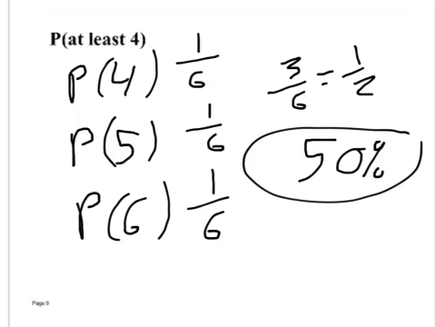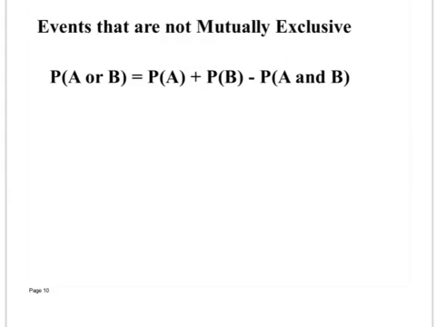How come we don't add the... Events that are not mutually exclusive, meaning that A or B could happen, or A and B could happen at the same time. What we do is we take the probability of A, add it to the probability of B happening, and then subtract the probability of A and B happening at the same time. Correct. Okay?